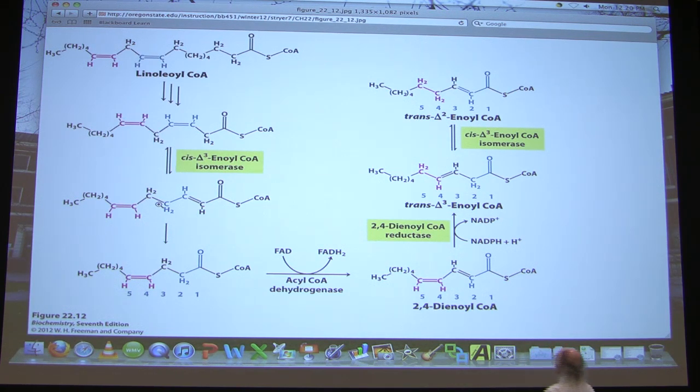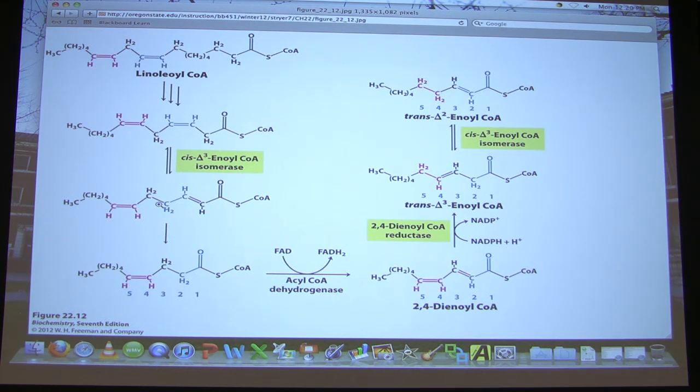Okay? And the way the cells deal with this is a little bit unusual. First of all, we see the start of the process. The start of the process is that we do remove a hydrogen and associated electrons to make this, but this is a conjugated set of double bonds, and this is a different kind of character than what we had over here. These are not conjugated, these are conjugated.